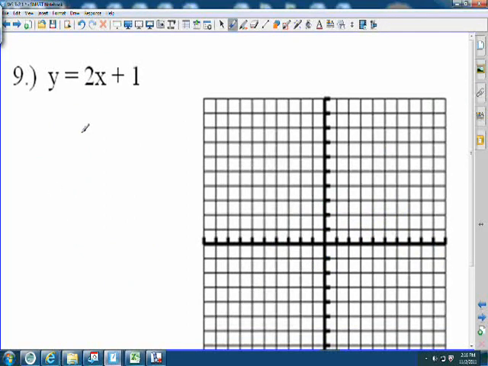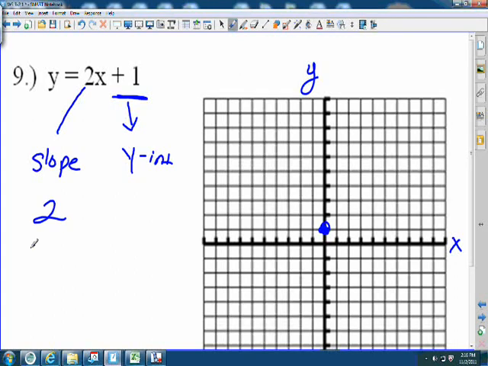Next, first step, plot the y-intercept. That is x then y, remember. I go up here to plus 1. Now my slope, okay, my slope is just 2, but I need it to be a fraction to be able to graph. What could I do? Put it over 1.